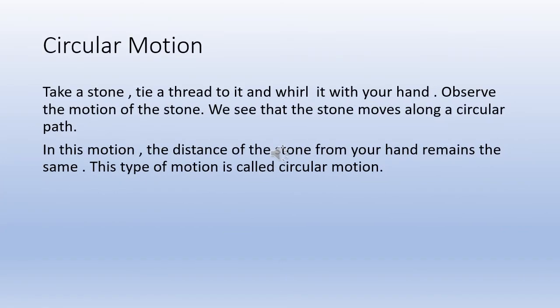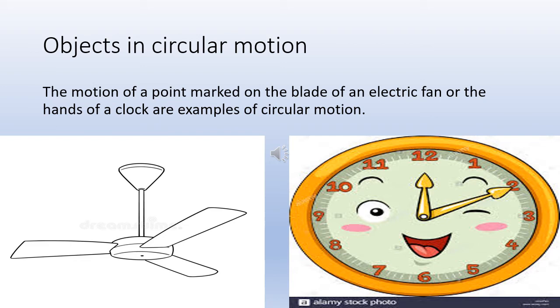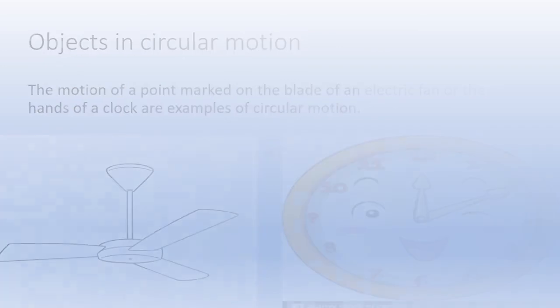Circular motion. Take a stone, tie a thread to it and whirl it with your hand. Observe the motion of the stone. We see that the stone moves along a circular path. In this motion, the distance of the stone from your hand remains the same. This type of motion is called circular motion. The motion of a point marked on the blade of an electric fan or the hands of a clock are examples of circular motion.